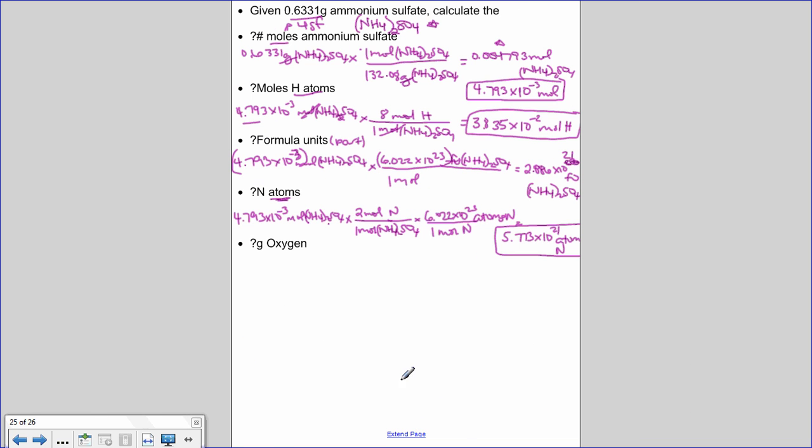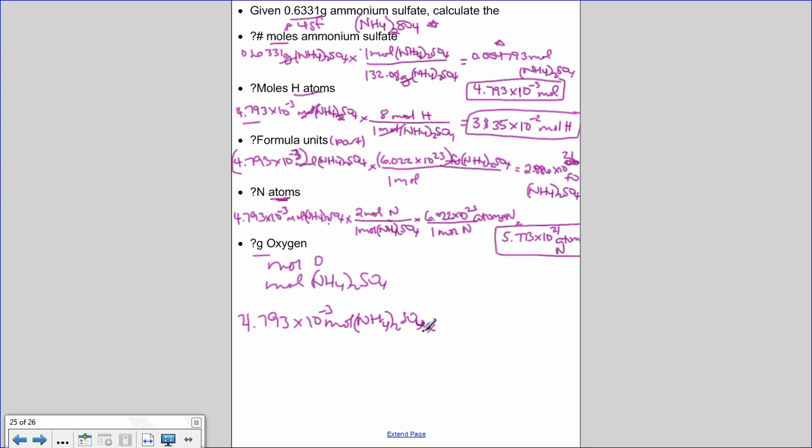All right, so now we have oxygen, finally, to the end here. So we want to get to grams of oxygen. Well, we can't jump straight there. For me, I know that to get to grams of oxygen, I probably need to get to moles of oxygen first. Okay. How do I get to moles of oxygen? I need to get to moles of (NH4)2SO4 first. Okay. And I already have that. So I have 4.793 times 10 to the negative 3 moles of (NH4)2SO4. And I need to get to moles of oxygen first.